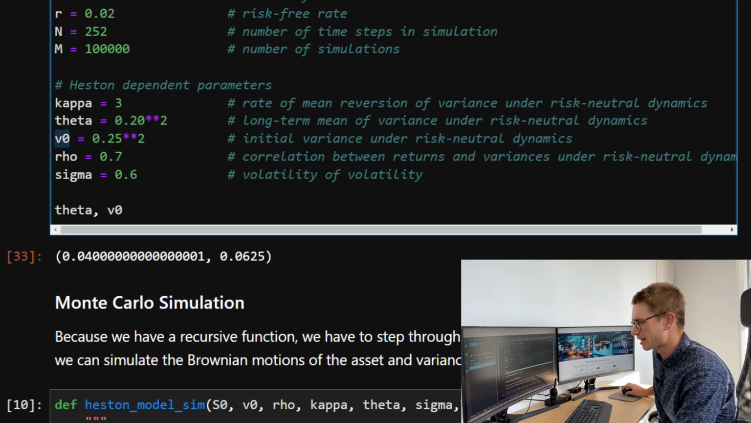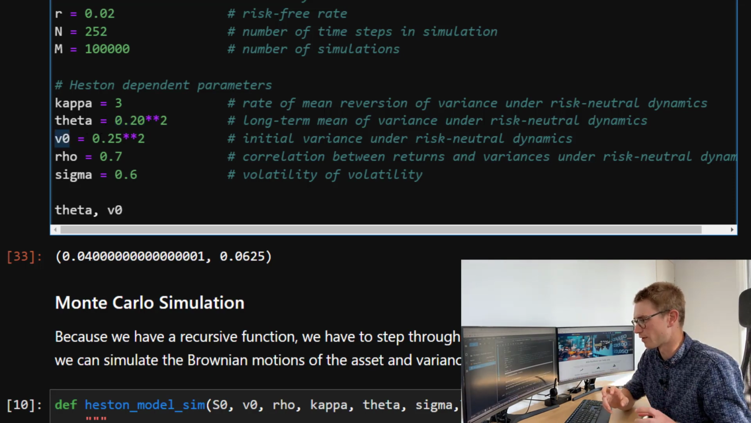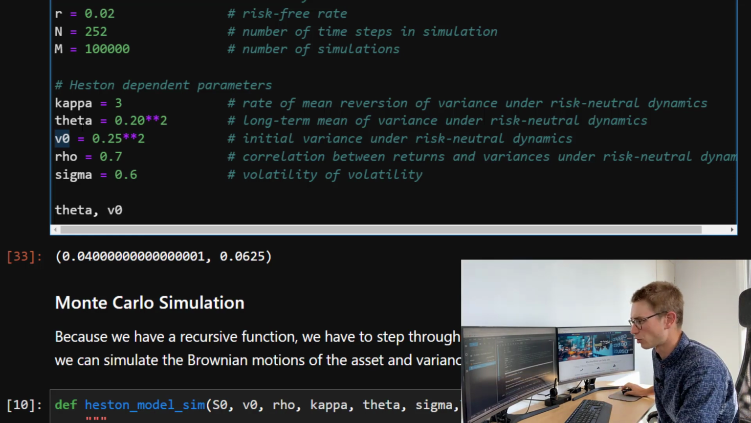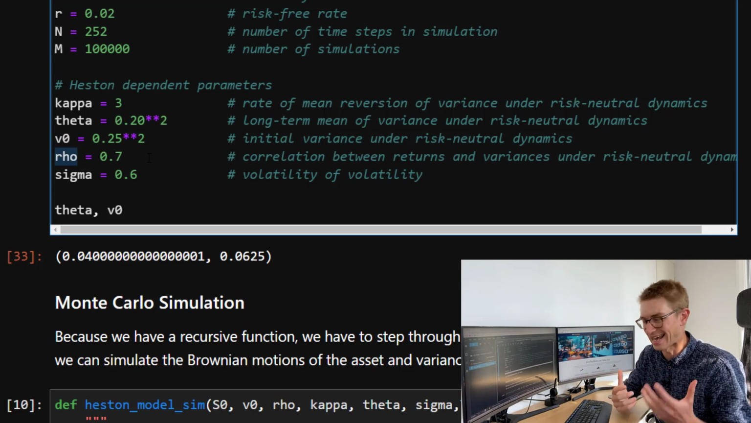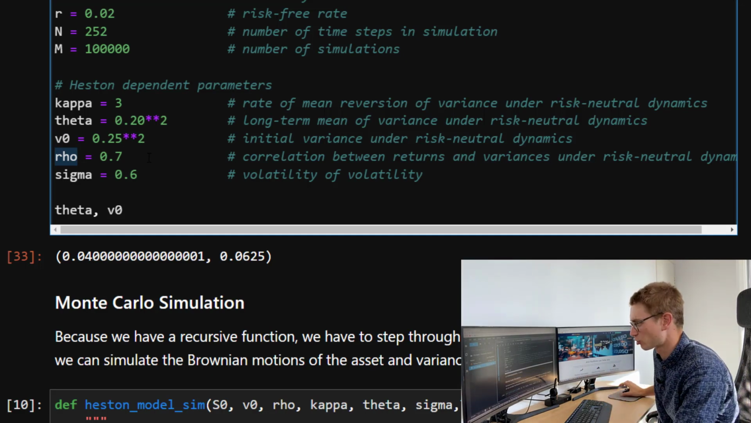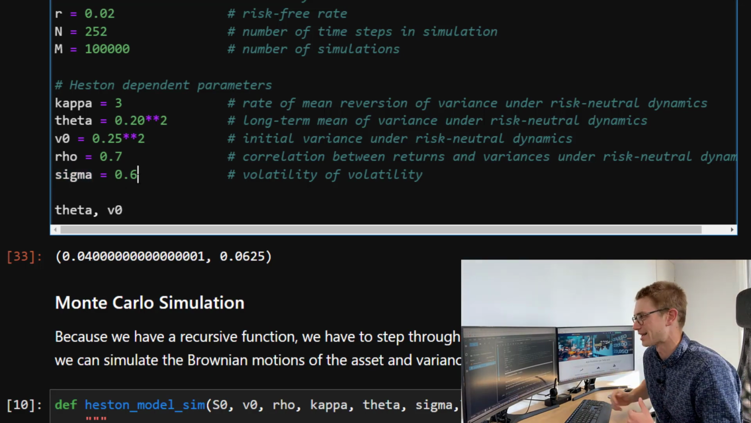And here we've got the current initial variance that we're starting with in the model. So remember, theta is the long-term variance, and here we've got the initial variance. Now, rho is the correlation between the returns and the variance under the risk-neutral measure, and we've got sigma, which is the volatility of volatility, and we've set that pretty high, at 60%.